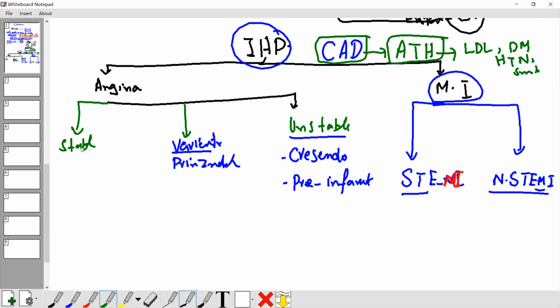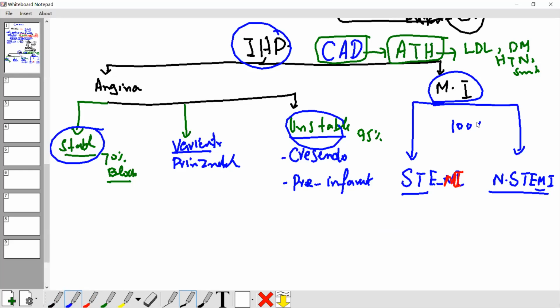So with coronary artery disease, what happens here? With a 70% artery block, you have stable angina. If there is a 90% artery block, you have unstable angina. Understand? How about the MI? A 100% artery block, complete, no blood supply.